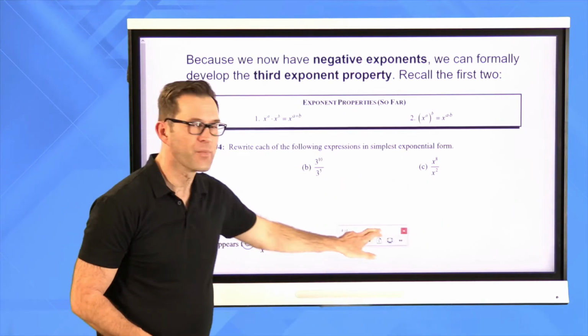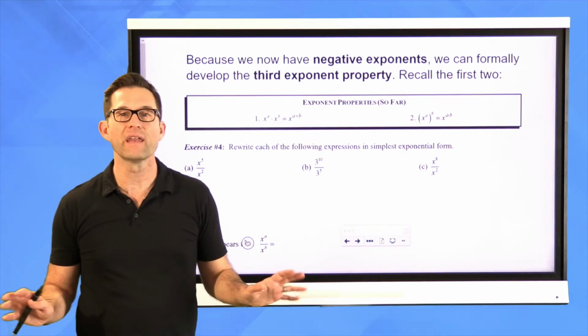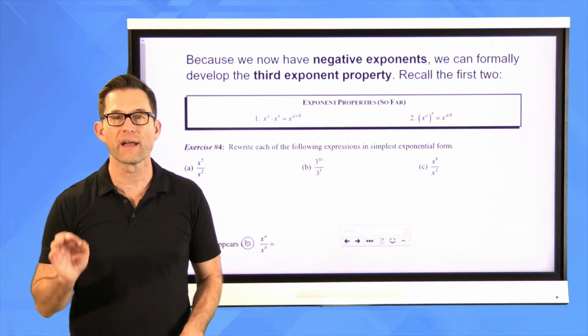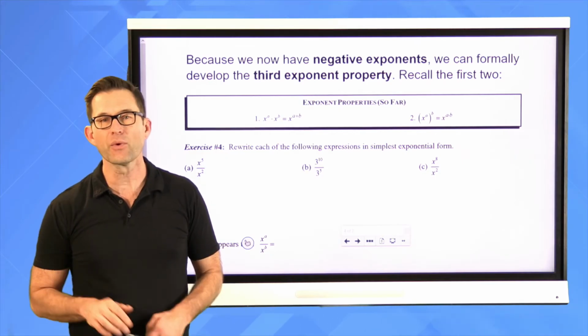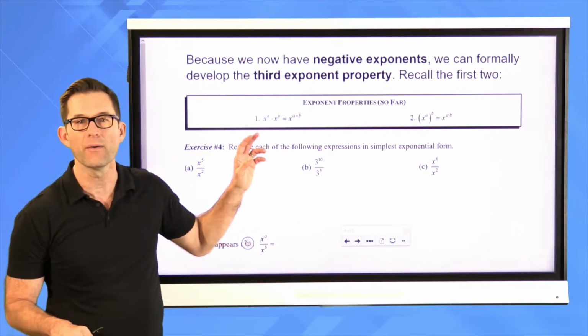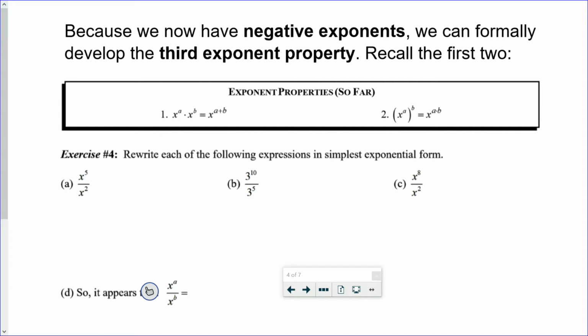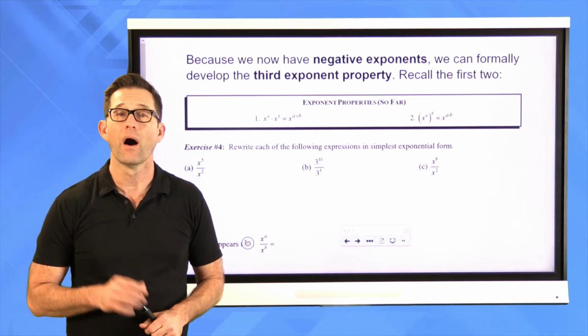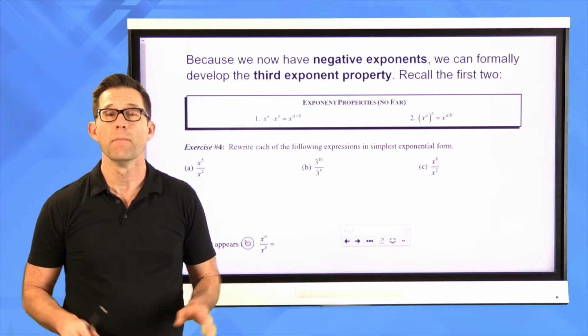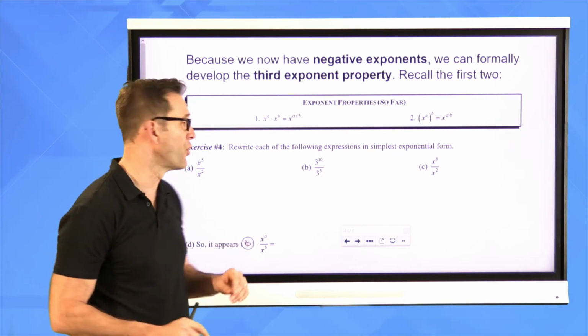All right. Now, because we now have negative exponents, we can formally develop the third exponent property or rule. Now, I'd like to recall the first two. So let's come in on the board now. My first property: x to the a times x to the b is equal to x to the a plus b. When I multiply two things that have the same base, I add their exponents. The second property is x to the a all raised to the b equals x to the a times b. In other words, if I have something raised to an exponent, then raised to another exponent, I multiply the two exponents together. But now we want to develop the third exponent law.